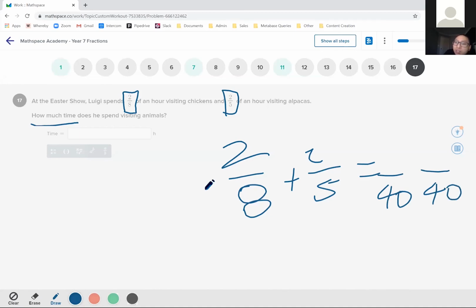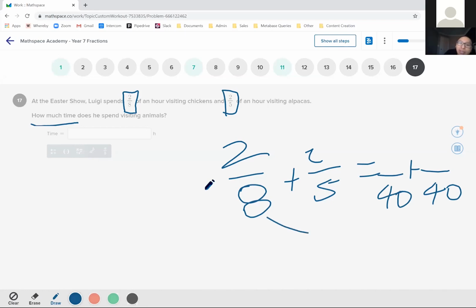There might be a smaller one. Is there a smaller one? I don't think so. You can do your 8 times table: 8, 16, 24, 32, 40. I can do my 5 times table: 5, 10, 15, 20, 25, 30, 35, 40. So there is no number in my times tables for 8 and 5 that is the same and smaller than 40. So 40 is my smallest.